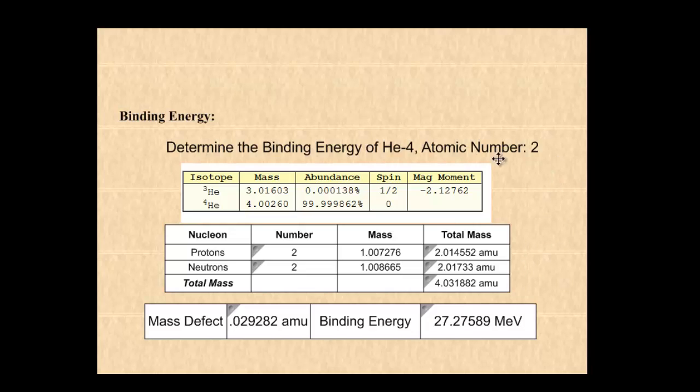In this case, it would be 27.27589 million electron volts. Again, I hope this video helped you understand what an isotope is, and I hope you understand how to calculate a mass defect, and how to use that mass defect to find the total binding energy.